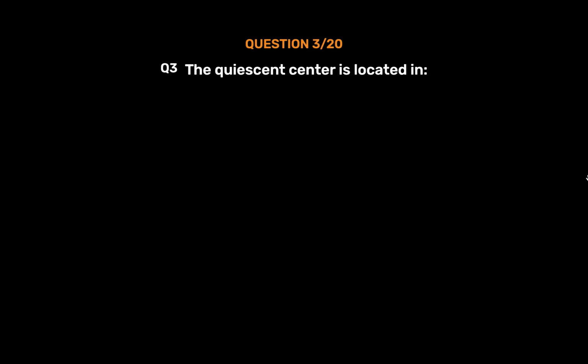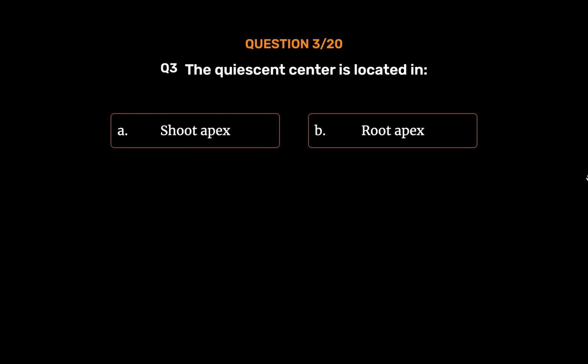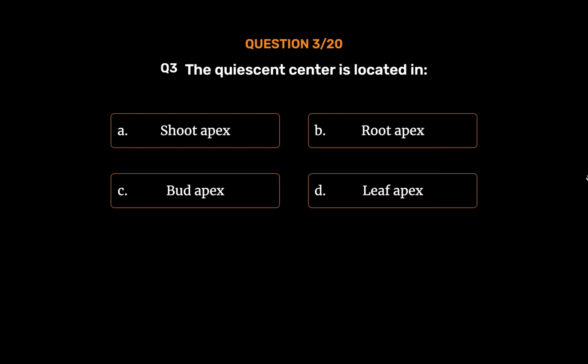Question number 3. The quiescent center is located in Option A. Shoot apex. Option B. Root apex. Option C. Bud apex. Option D. Leaf apex. The correct answer is Option B.